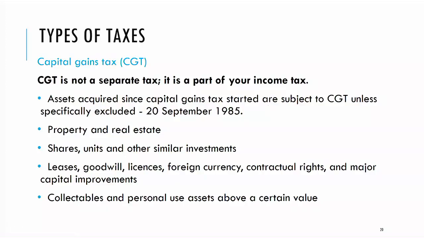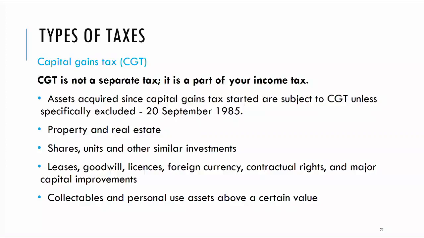So when did capital gain tax start? 20th September 1985. Any properties you bought before that, investment properties or any properties, wouldn't be taxed under capital gain tax. Capital gain tax is mainly on property and real estate, but shares, units, and other similar investments are also taxed with capital gain tax.